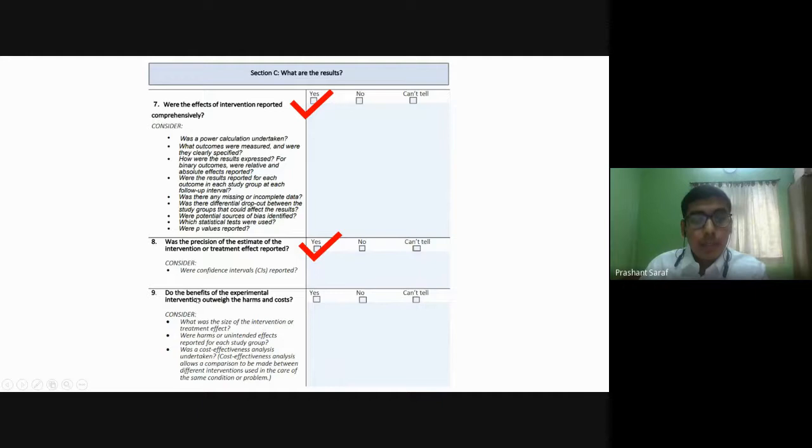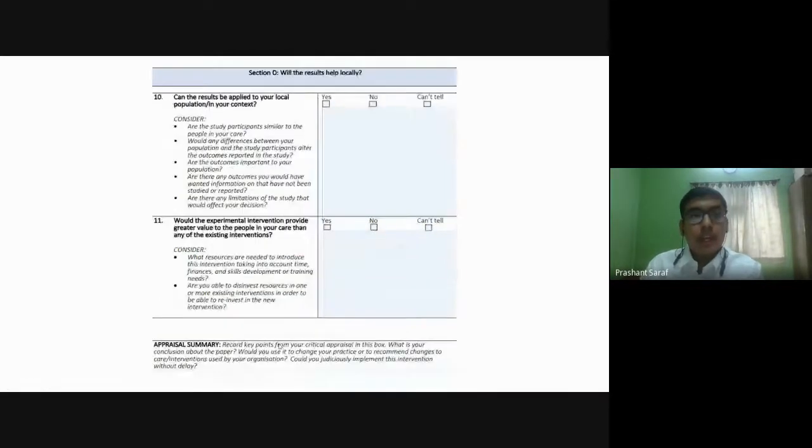And do the benefits of the experimental intervention outweigh the harms and costs? So here, a cost-effectiveness analysis was not done, whether the drugs are helpful or not, and so we can't tell this. Can the results be applied to your local population? Yes, because the participants were the local population only, and they have been 1:1 randomized. So this reduces the bias.